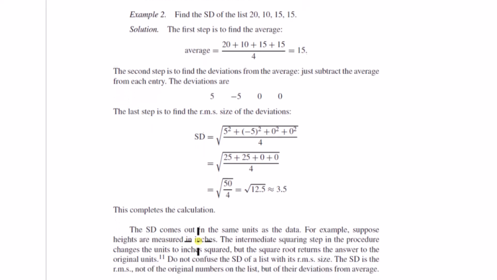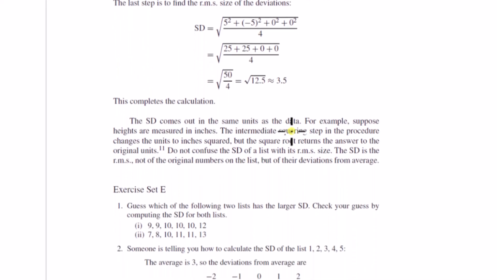The standard deviation comes out in the same units as the data. For example, suppose heights are measured in inches. The intermediate squaring step in the procedure changes the units to inches squared, but the square root returns the answer to the original units. Do not confuse the standard deviation of a list with its RMS size. The standard deviation is the RMS, not of the original numbers on the list, but of their deviations from average.